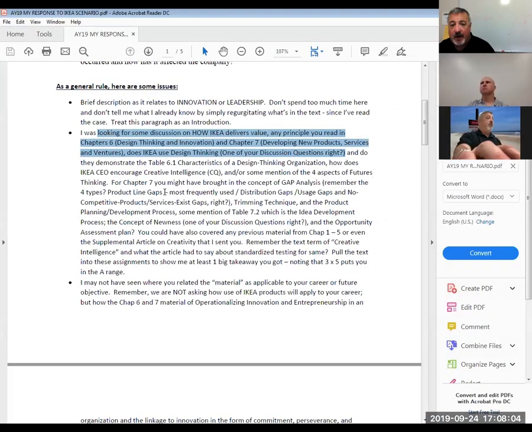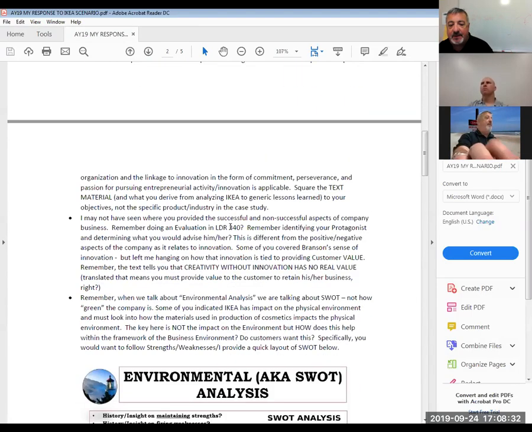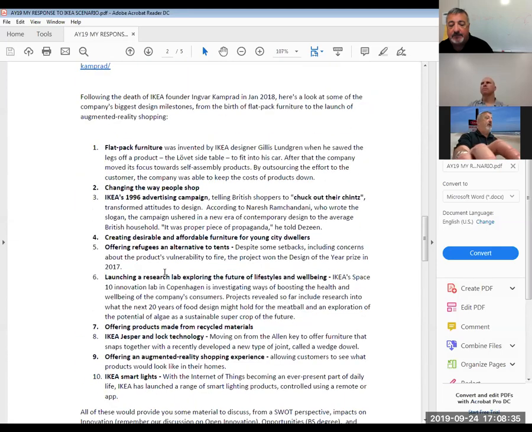Anyway, the others that you could have brought out were product line gaps, distribution gaps, usage gaps, and no competitive product gaps. And so one of the things IKEA learned and has gone after in the way of gap is this whole issue of what about displaced persons and refugee camps? They have to have a place to live and they have a place to store their stuff. And so one of the gaps that your research bringing it forward would have brought out is offering refugees an alternative to tents. In fact, something they did in 2017 won Design of the Year in 2017.